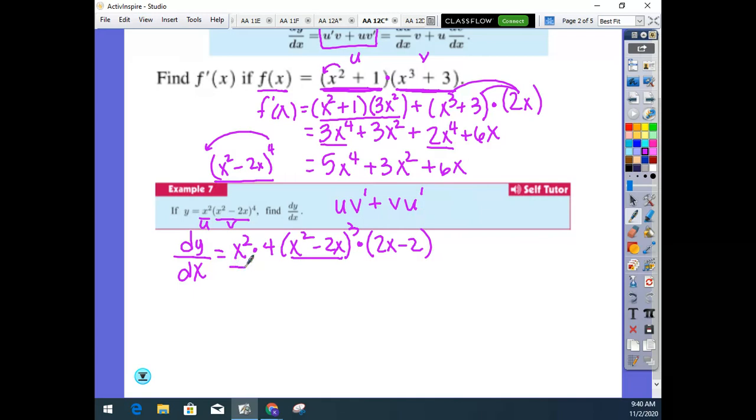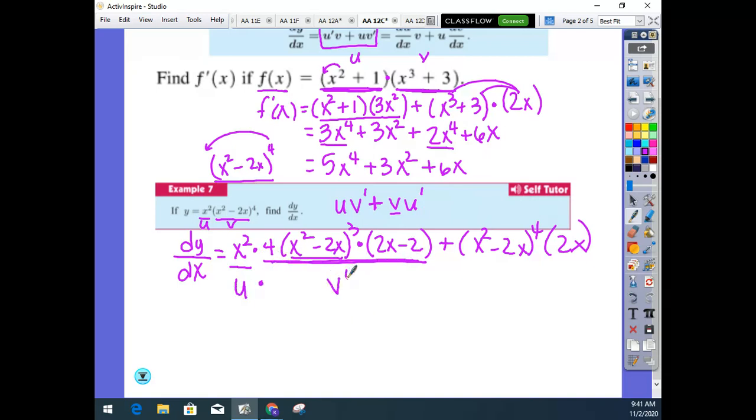So this is my u. This whole thing is v prime. Plus v u prime. Now, I'm going to be honest, there's not a whole lot we can do to simplify that. You could maybe multiply these two together. I would just leave that be. This is u times v prime plus v times u prime. Product rule.